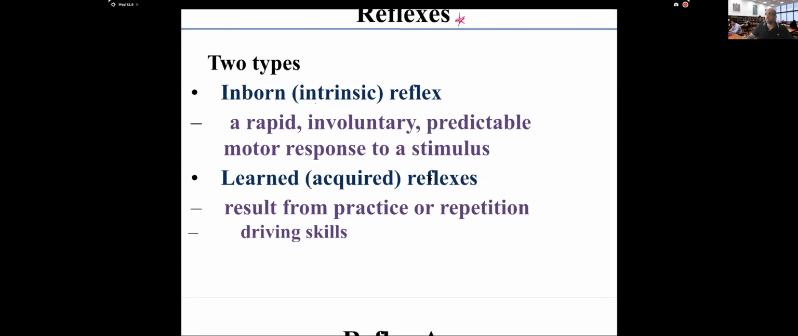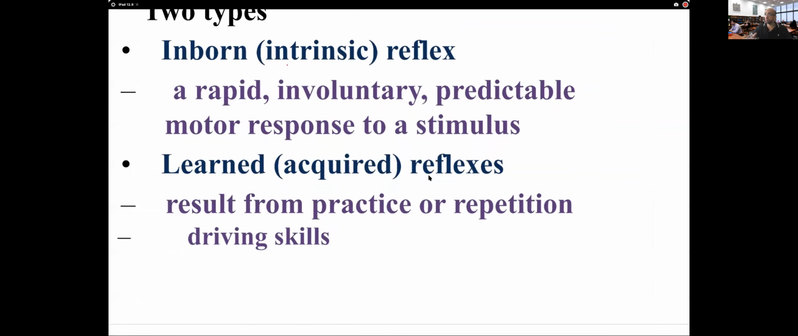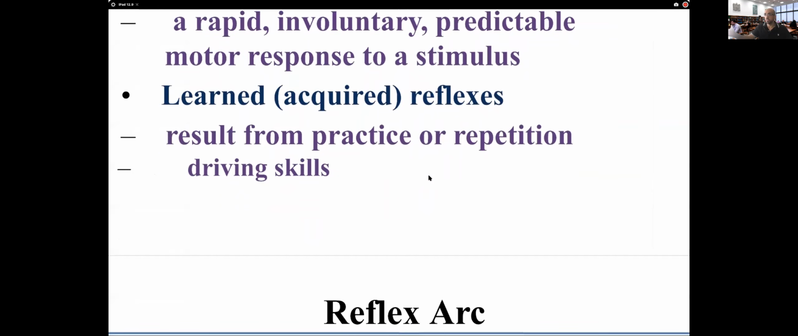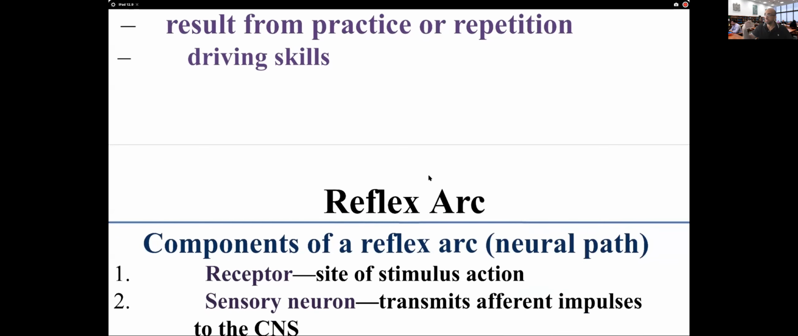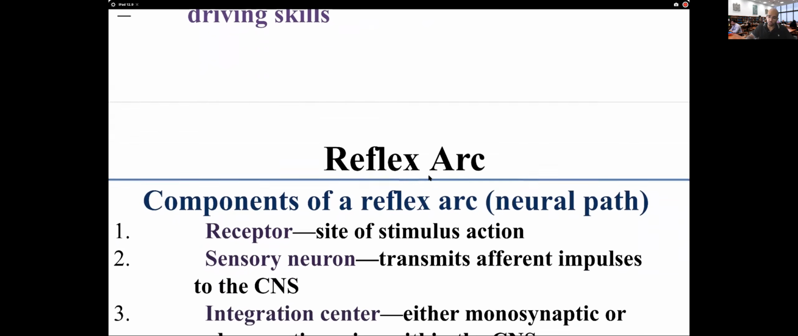Learned or acquired reflexes are resulting from practice and repetition, like driving skills. So if all of a sudden somebody is crossing the street in front of you while you're driving, you're gonna hit the brakes. And this is something that you have acquired by practice. It's not something that you're born with. So if you've got a child and you let him drive, his driving skills are not that effective because it needs a lot of practice in order to create those acquired reflexes.